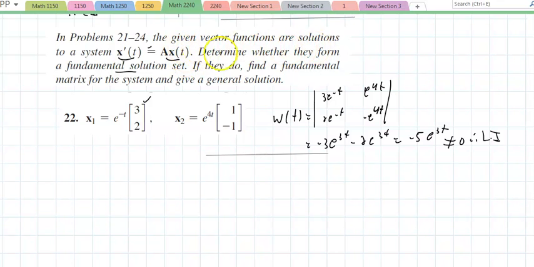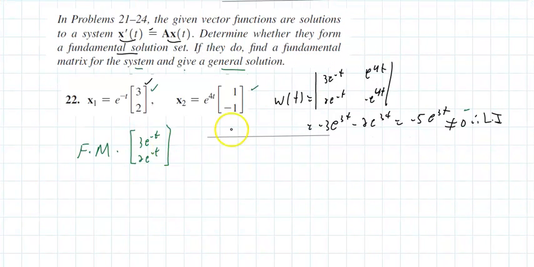So the given vectors are solutions. Determine whether they form a fundamental solution set. Remember fundamental solution set? This has to be a solution, this has to be a solution, and they are linearly independent. Right? If they do, find a fundamental matrix for the system and give the general solution. Well, the fundamental matrix, kind of like the fundamental set in this case, is going to be simply 3e to the negative t, 2e to the negative t, e to the 4t and negative e to the 4t.